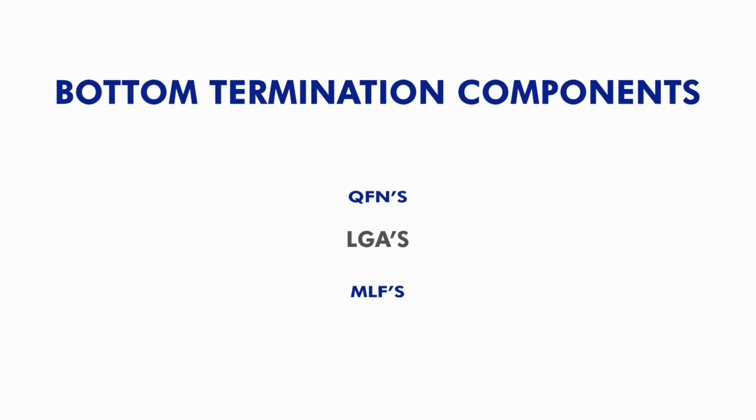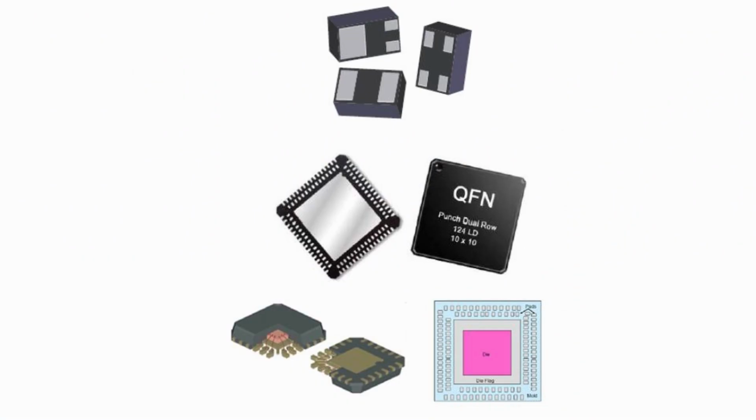The complex packages such as bottom termination components, which include QFNs, LGAs, MLFs, are the most widely used packages in the industry these days. And because of the extremely low standoff, these packages are becoming more challenging, and the fluxes get trapped due to lack of outgassing channels, which makes it much more difficult from a cleaning perspective.